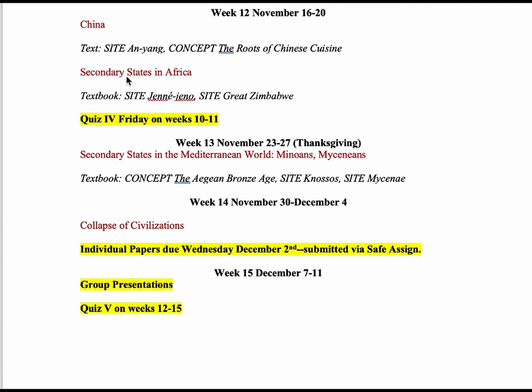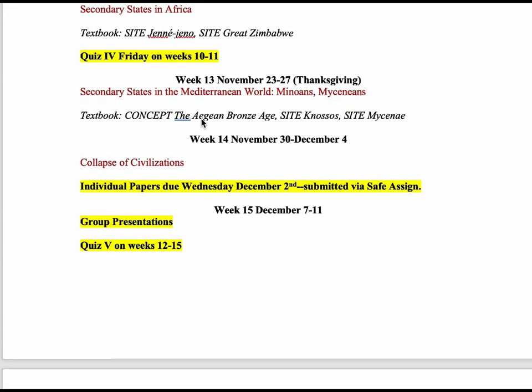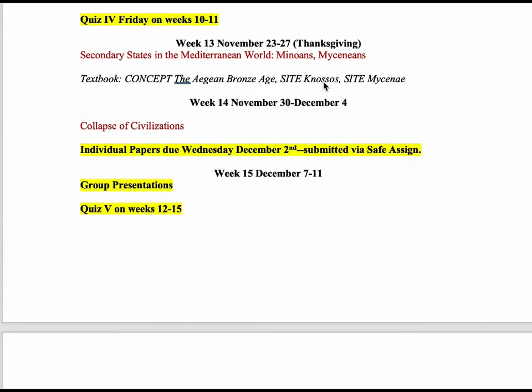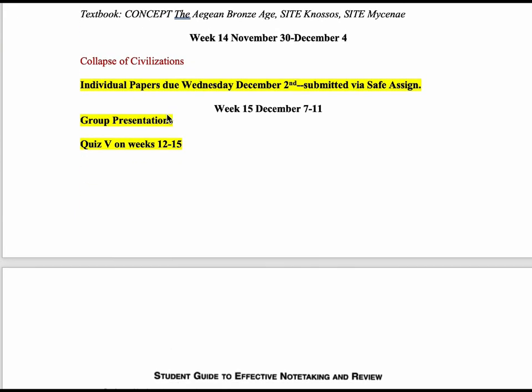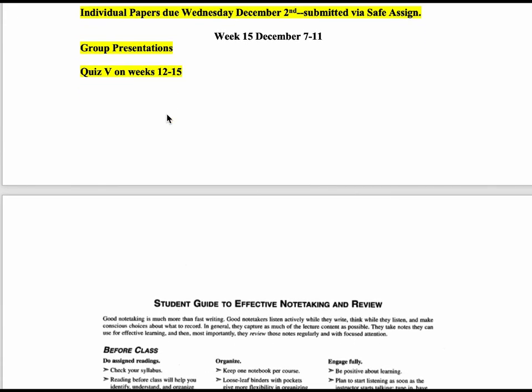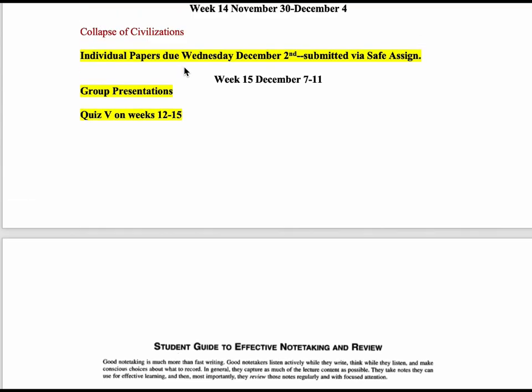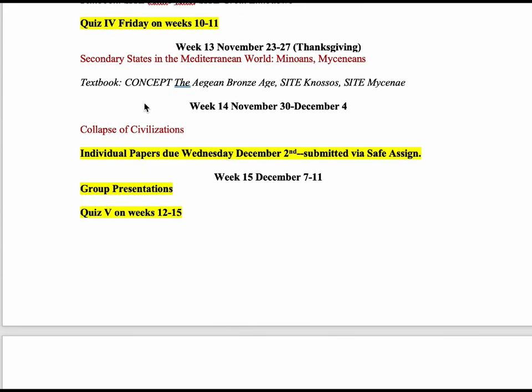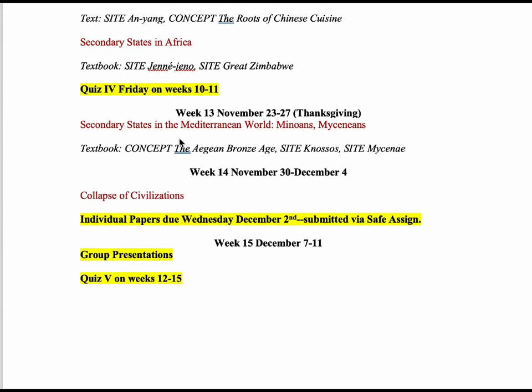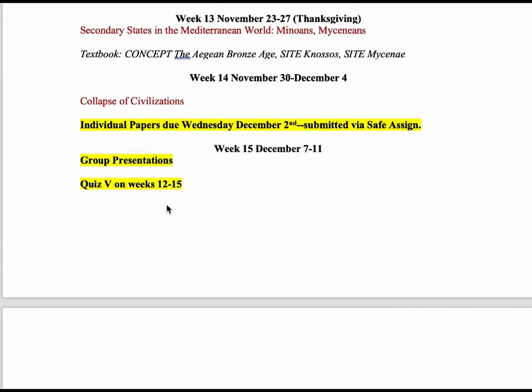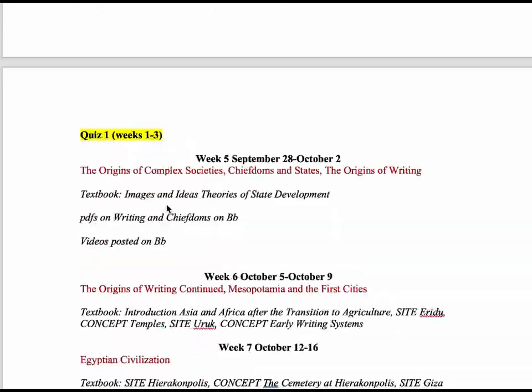Then we begin to look at different kinds of civilizations called secondary states. We look at secondary states in Africa, and then secondary states in Europe, the Minoans on Crete, the Mycenaeans in Greece, and start looking at the issue of collapse. You'll be finishing up your paper and your presentation. The last week, we will have presentations online. You will take some notes on each of the presentations, and the last quiz will be on China, Africa, and Europe, and also the collapse of some of these civilizations, right?